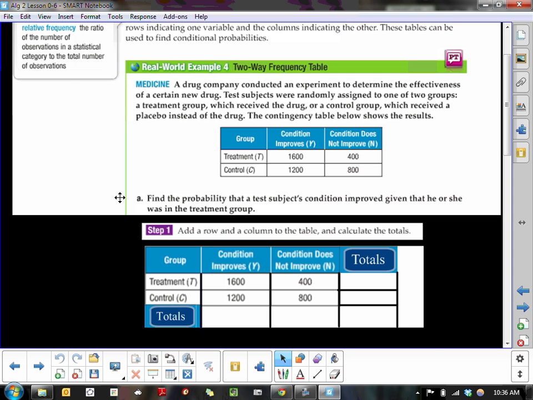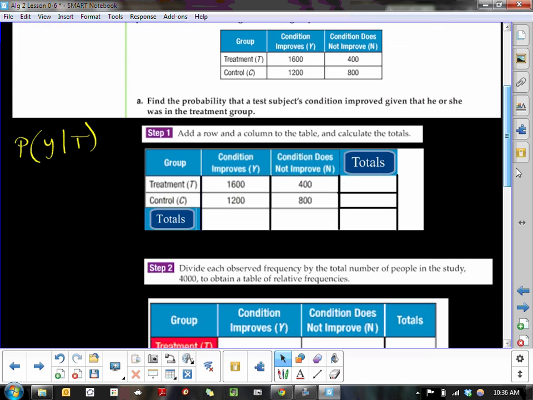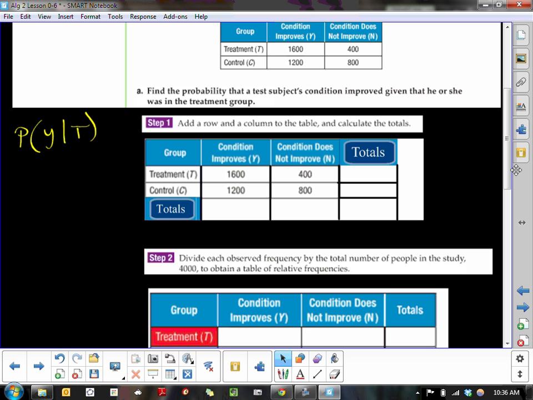So the conditional probability that we're going to be doing, the probability that the subject's condition improved, so yes, they improved given that they were given the treatment. So there's our conditional probability that we're going to calculate. So to do this, we're going to change our frequency table into a relative frequency. So I've added some columns to our tables. I got totals on here, and we're going to put in the totals for how many people said yes to the condition improved.